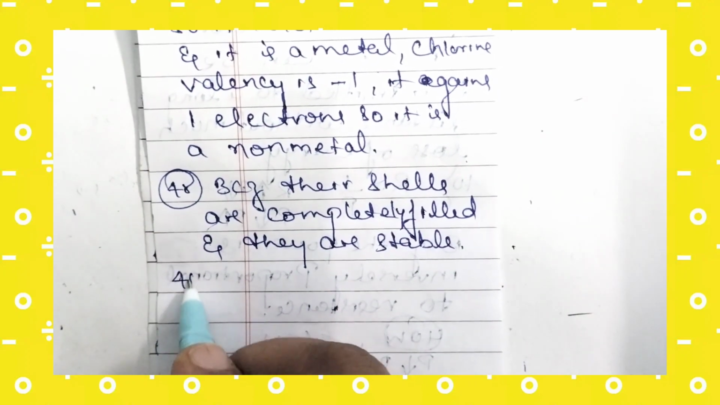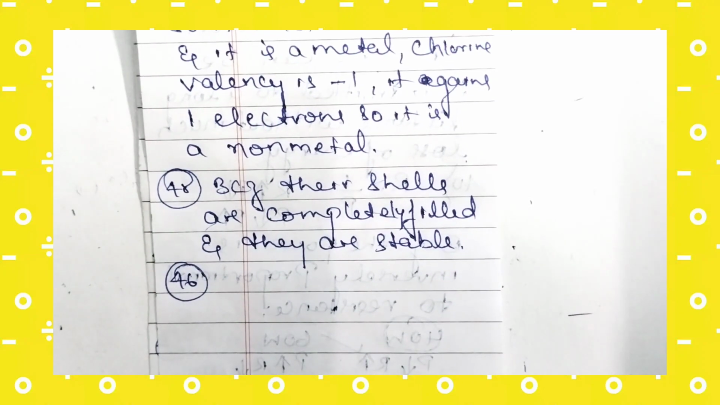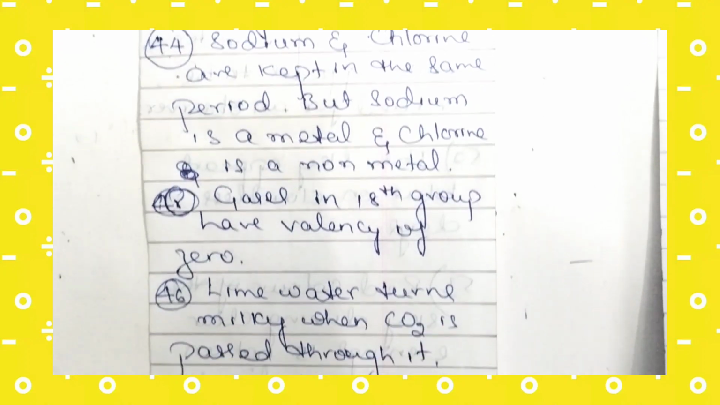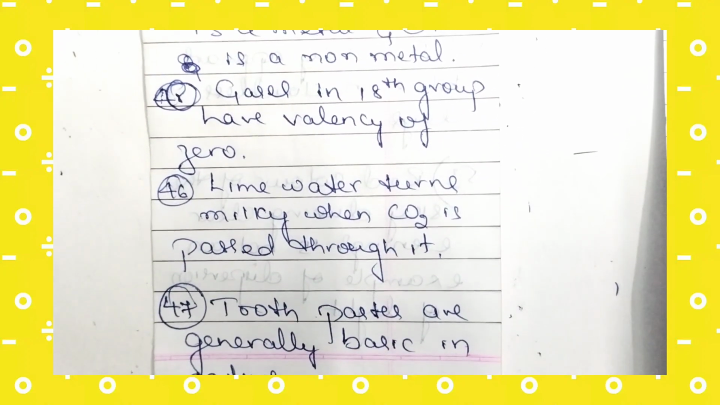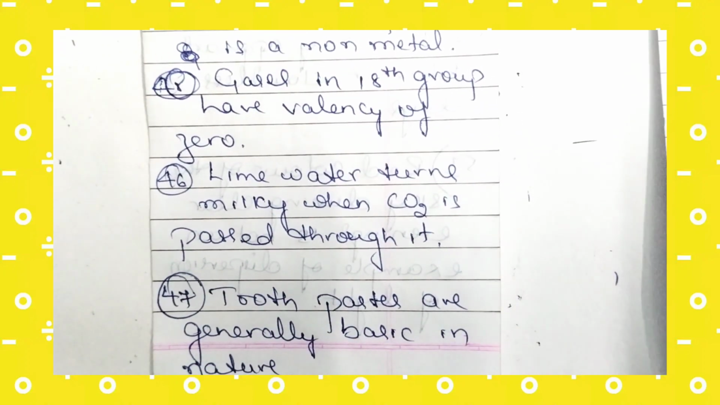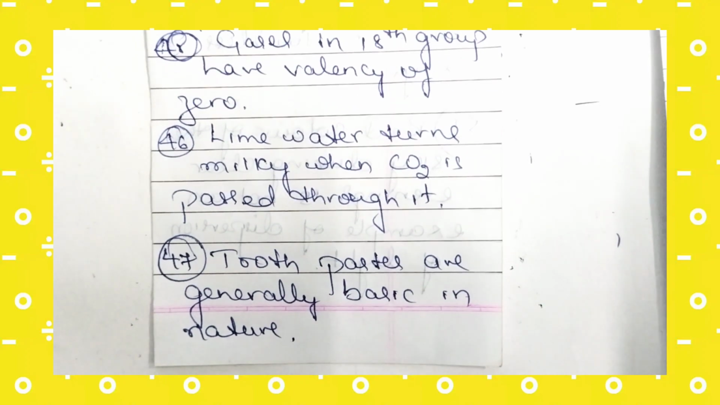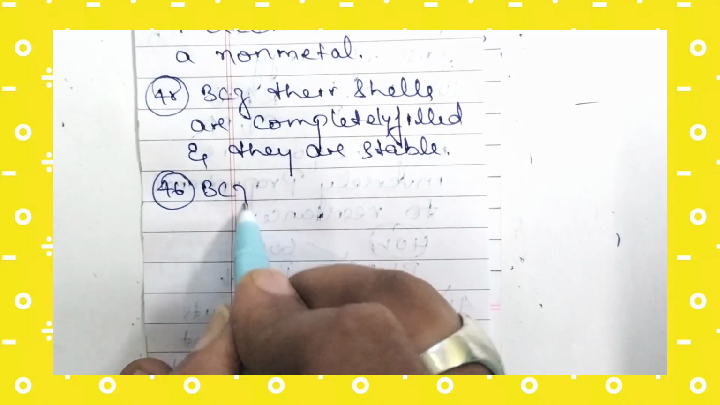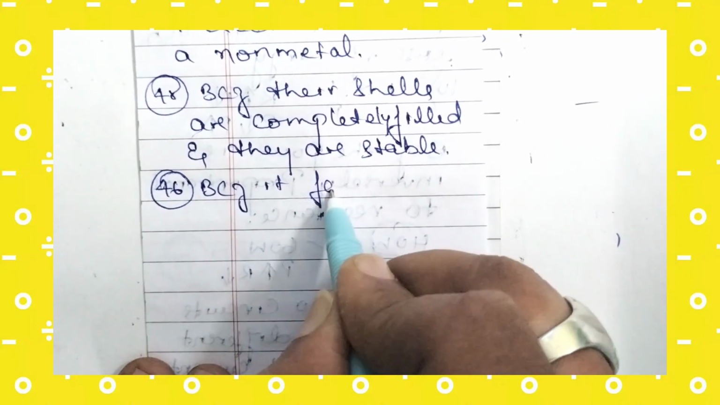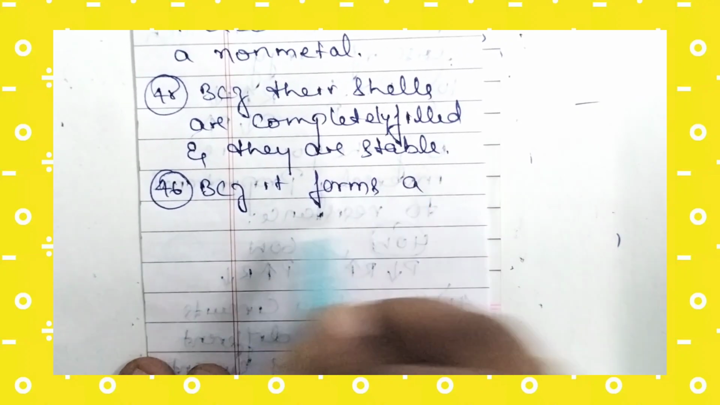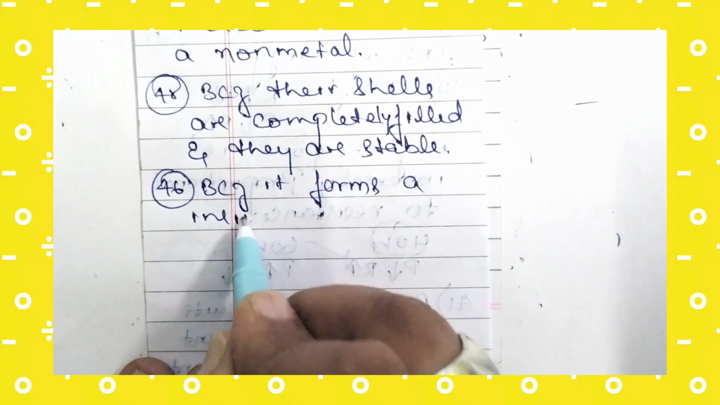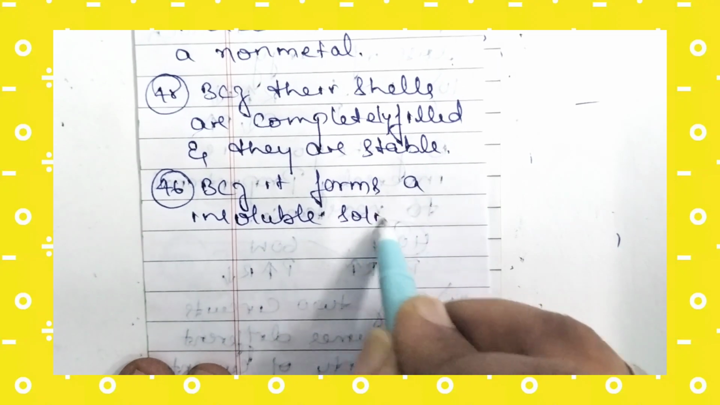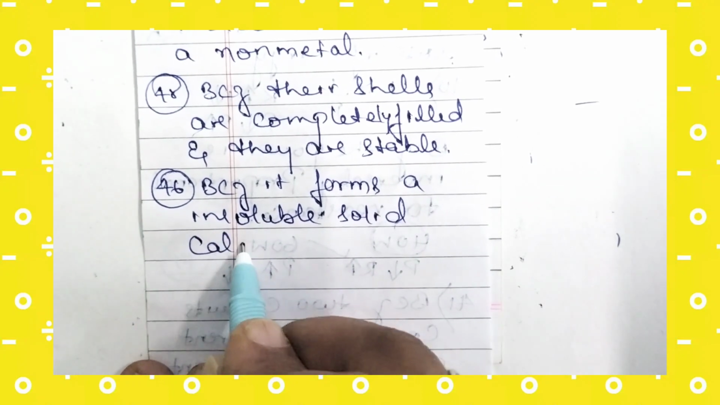Now let us move for question number 46. So 46th question, let us see what it is. So lime water turns milky when carbon dioxide is passed through it because it forms a insoluble solid calcium carbonate.